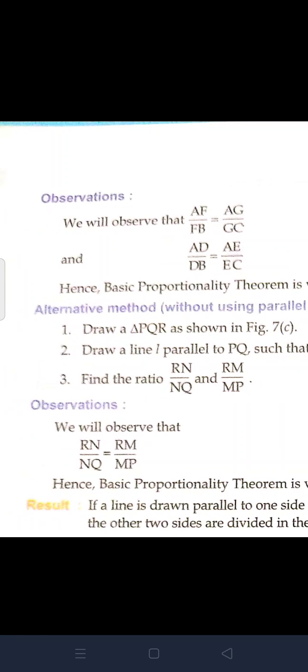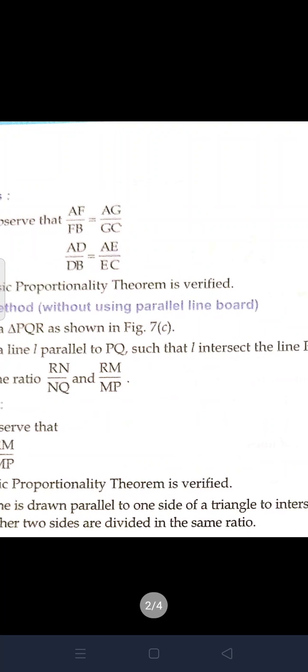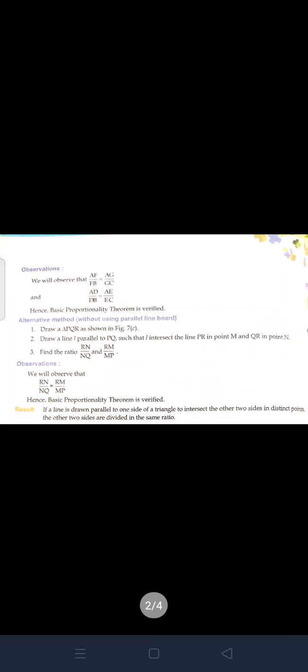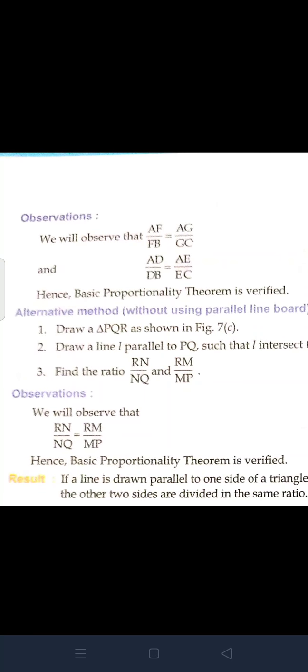An alternative method is also there that you can go for if you feel like. But what I suggest, which is very easy: draw random lines of your choice, take two different types of triangles, and that will do. Draw random parallel lines and see whether it is really satisfying or not.